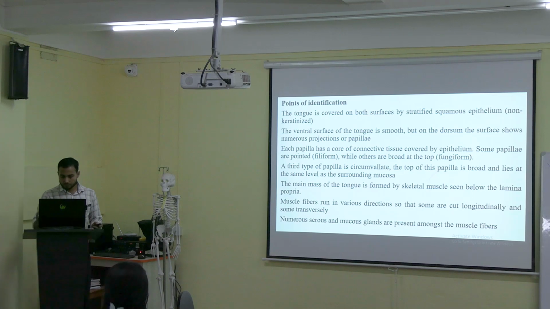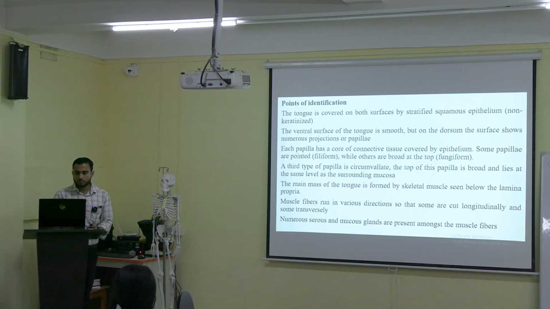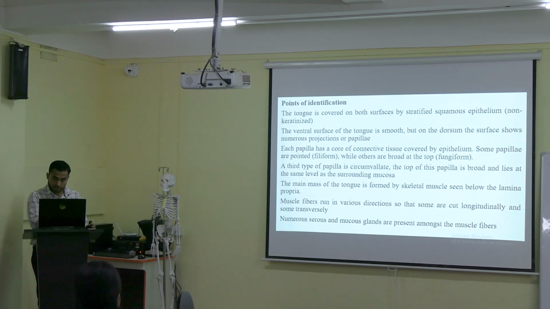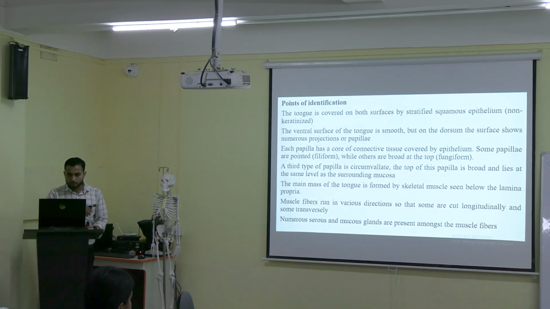Okay. So whatever we have discussed so far, what are the important points of identification for the slide of the tongue? First of all, we know that the tongue is covered on both the surfaces by stratified squamous non-keratinized epithelium. Same like the lip, here also both surfaces will be covered. Which two surfaces? Yes, dorsal surface and inferior surface. So both the surfaces are covered by this lining epithelium.